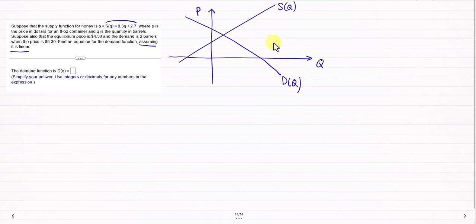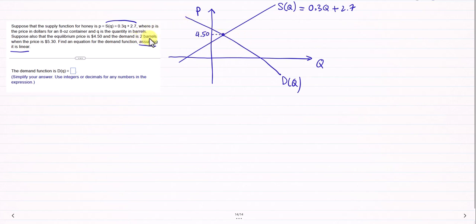Now, we are also given the fact that the supply has the equation 0.3Q plus 2.7. And then next, we have to find the equation for the demand. Looking at the statement here, it says that the equilibrium price is 4.5. So this is the equilibrium point where the two lines intersect each other, and it has the price of $4.5.